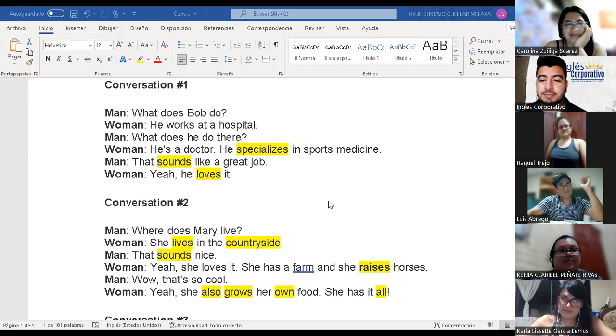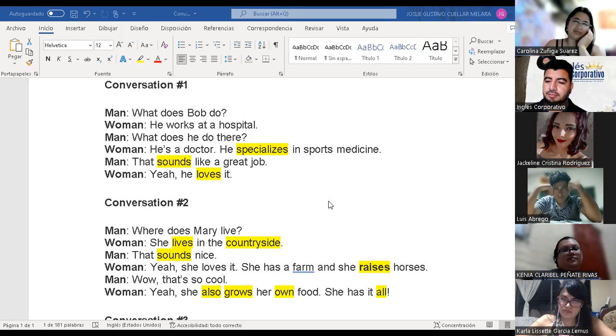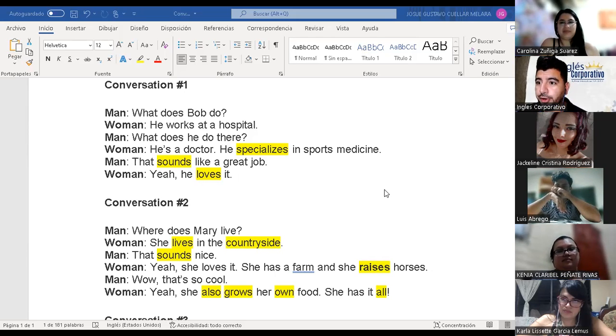Where does Mary live? She lives in the countryside. That's so nice. Yeah, she loves it. She has a farm and she rides horses. Wow, that's so cool. Yeah, she also grows her own food. She has it all.